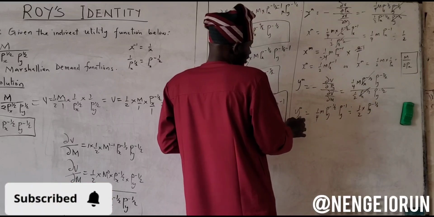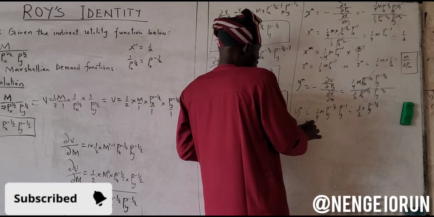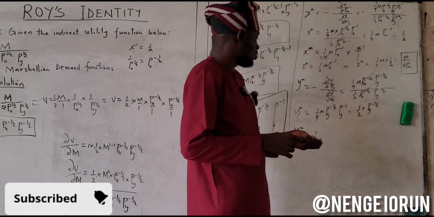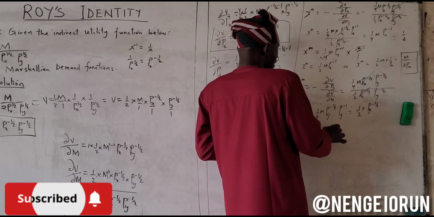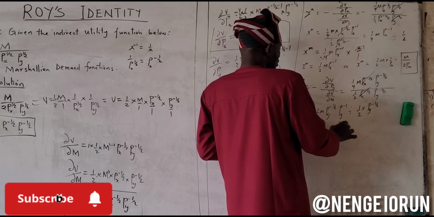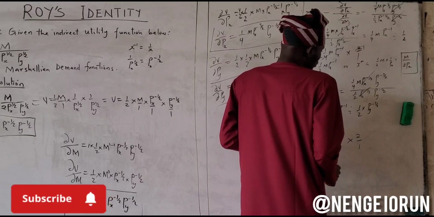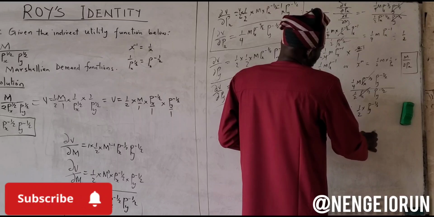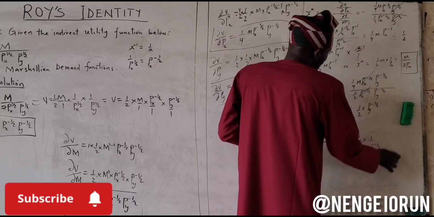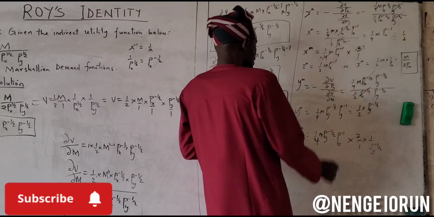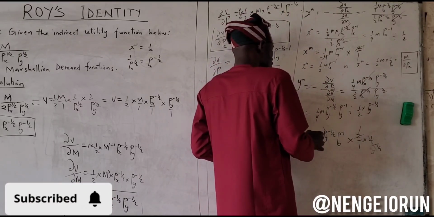in such a way that if we take the reciprocal here, the Marshallian demand function for y will be equal to 1 over 4 m py raised to the power of negative half py raised to the power of negative 1 times 2 over 1 times 1 over py raised to the power of negative half, in such a way that this will go with this. 2 here 1 time, 2 here 2 times.